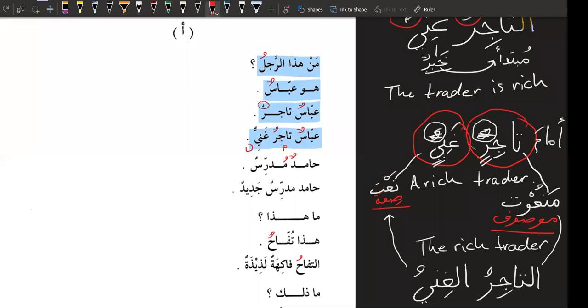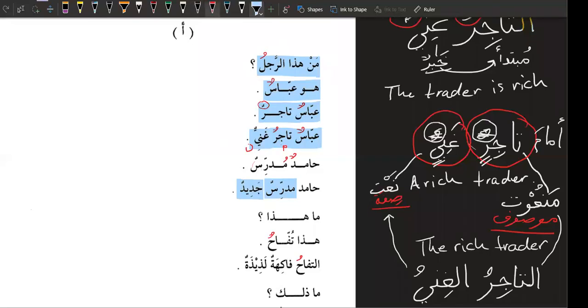Then we say Hamidun mudarrisun. So Hamid is a teacher. That would be mubtada and khabar. Hamidun mudarrisun jadidun. So mudarrisun would be man'ut, jadidun na'at. So we say Hamid is a new teacher.